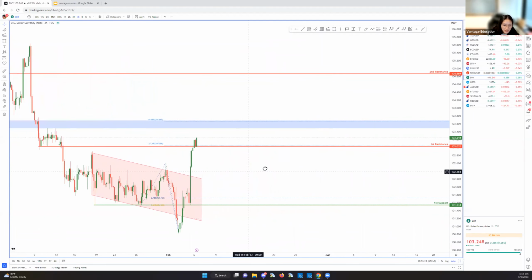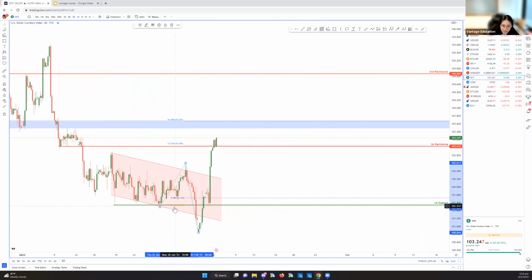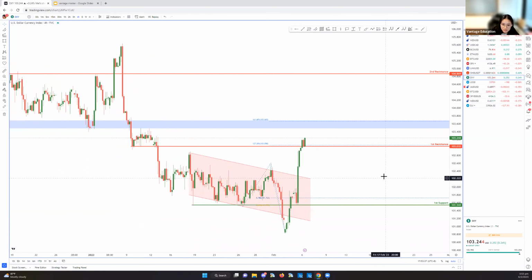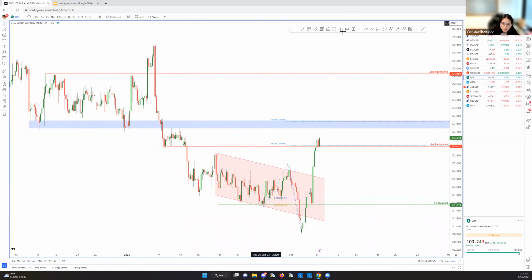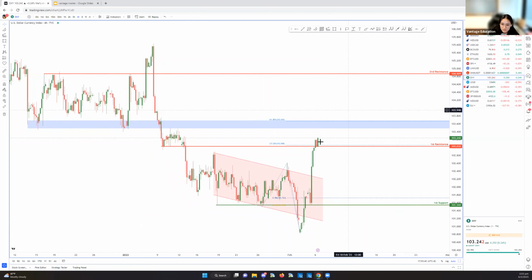Here we can see I have a 61.8% Fibonacci projection level in line with our first support. So since price has broken the 127.2% as well as the first resistance level, we can expect price to head towards this important confluence area over here.